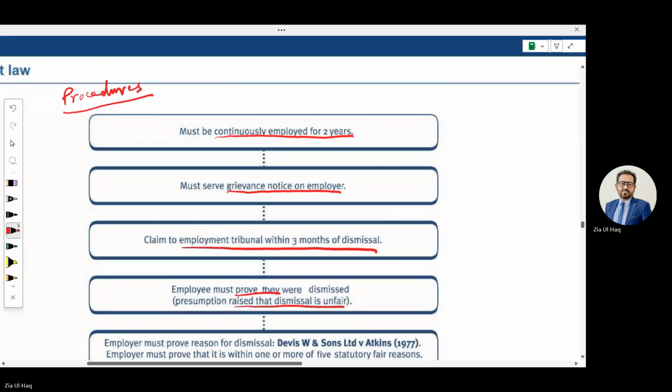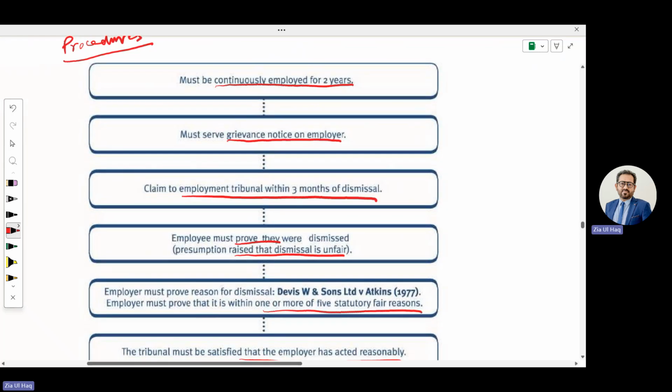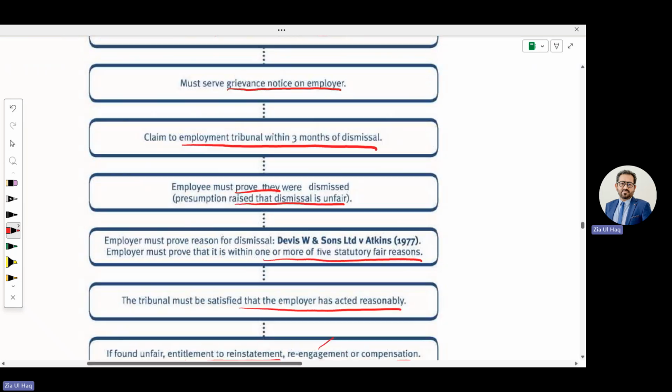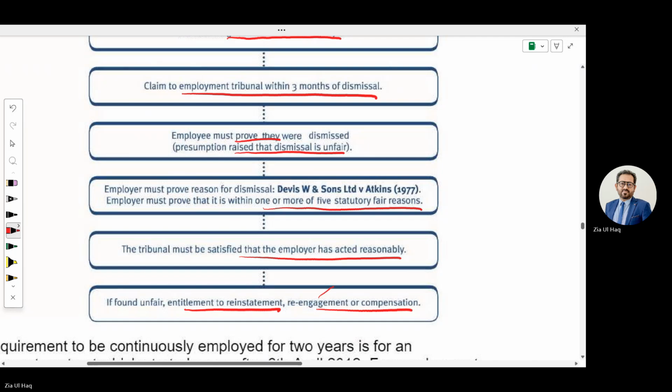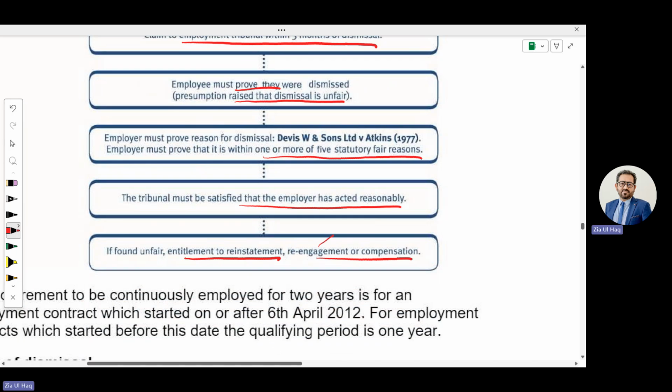So first, the employment period should be 2 years. You have communicated your grievance to the employer, and put the case in tribunal within 3 months of dismissal. The employee has to prove the dismissal unfair, the employer has to prove the dismissal fair, and the tribunal must be satisfied according to the employee's or employer's proof. And if the dismissal is proved unfair, then the employee will be reinstated, re-engaged, or the employer has to provide compensation.